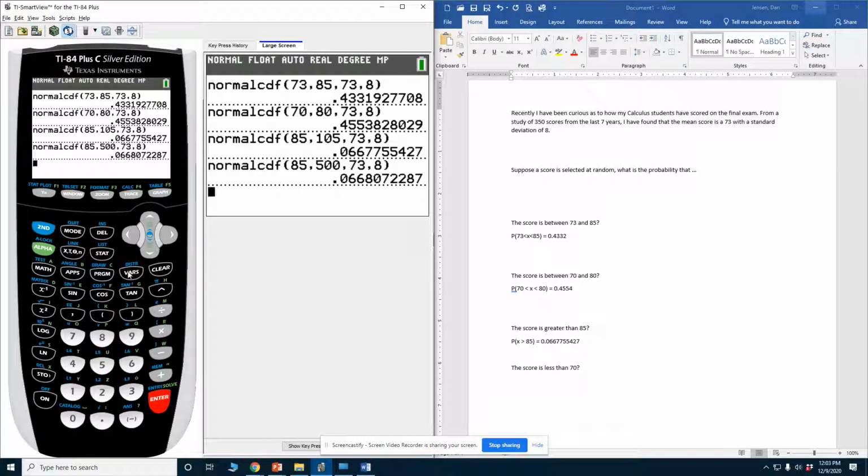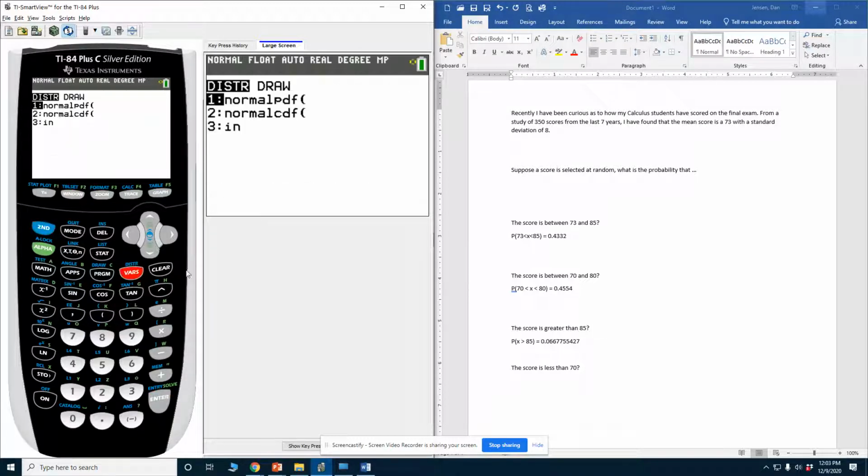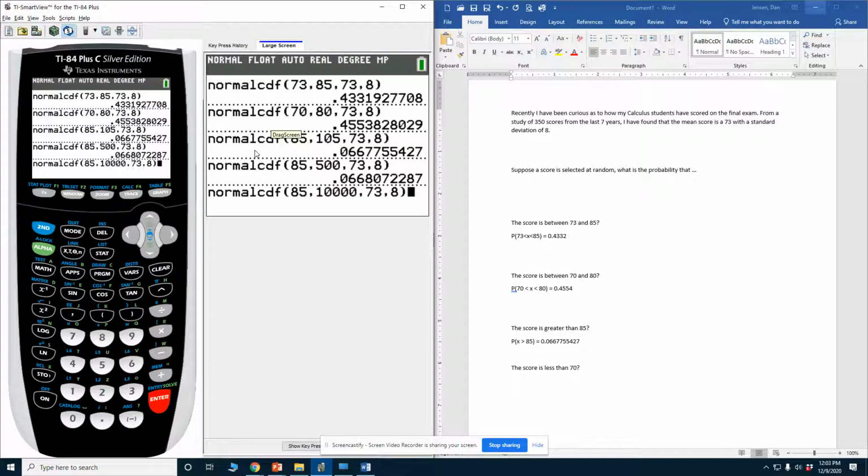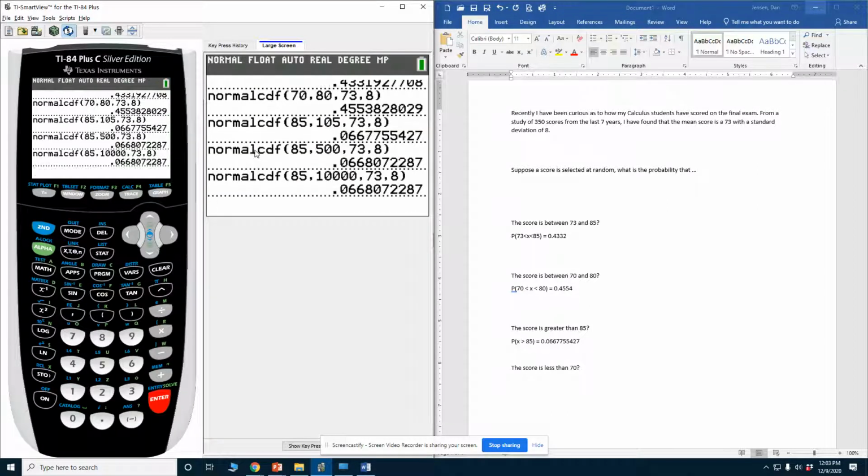In fact, what if I just made this 1,000 or 10,000? Okay, is that going to make it bad? Is it going to make it worse? Notice that there's actually no change up to 10 decimal places out. So you can't make a mistake putting in that end that's unbounded. You cannot make a mistake by making that too big. The mistake you would make would be if you made it actually too close to the mean.